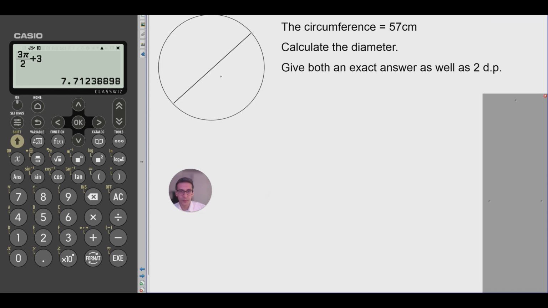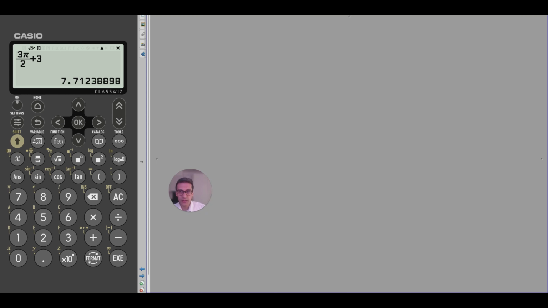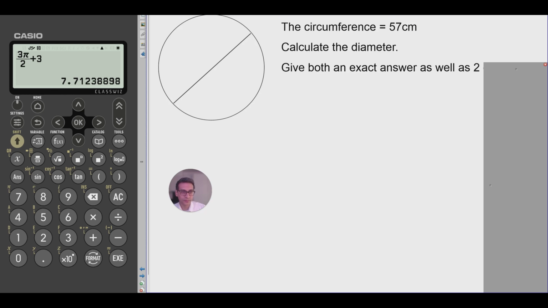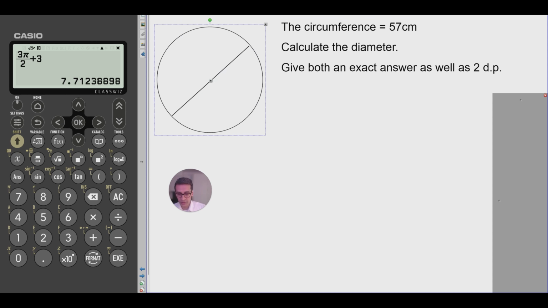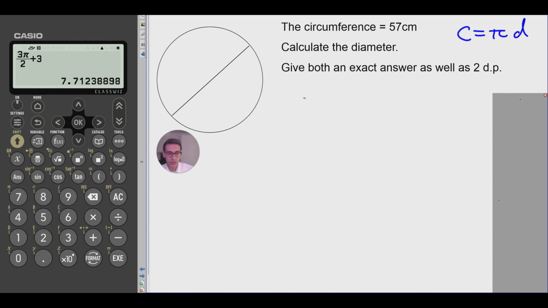Okay, so let's have a look at this question. Pause the video and try it. So this question is kind of in reverse compared to the other questions that we've been looking at. We're just going to use the same formula as normal. So we know that circumference equals pi d. We're going to substitute our values in, and then we're going to work out the missing values.